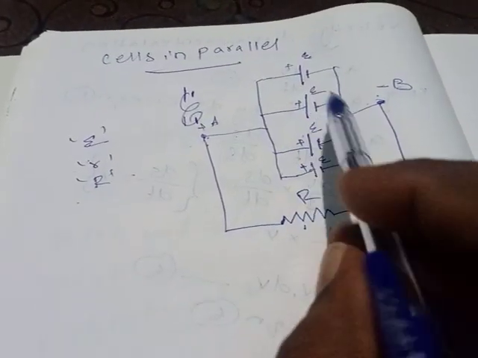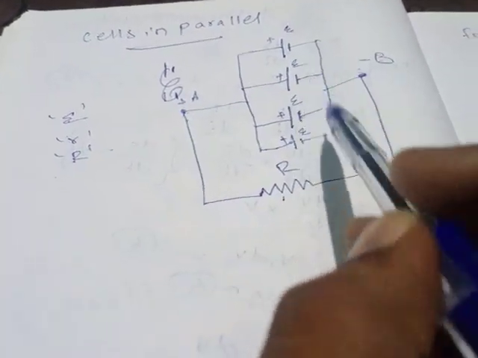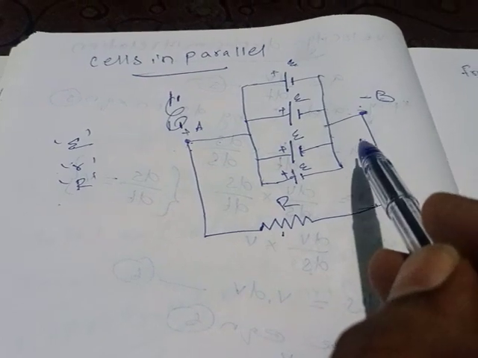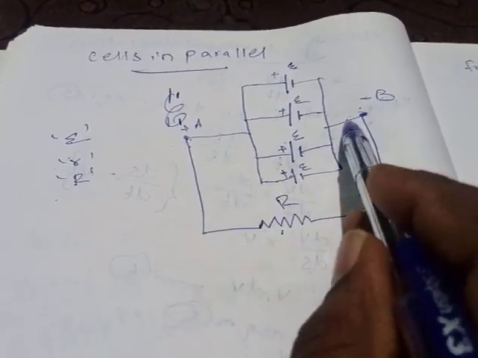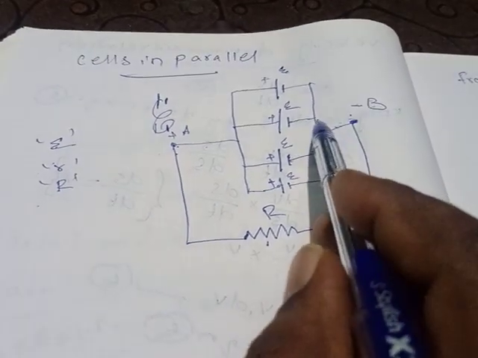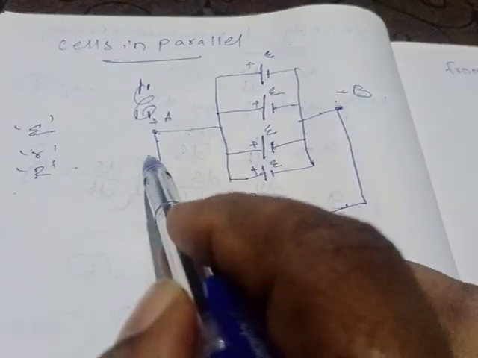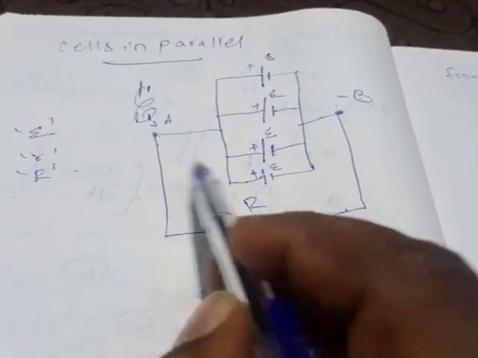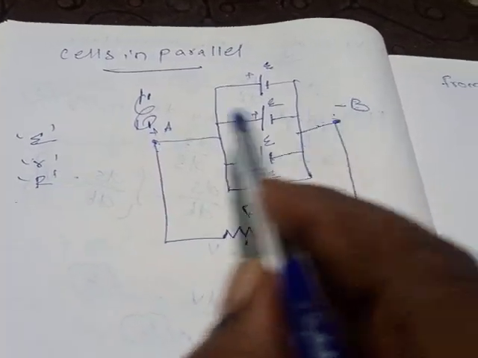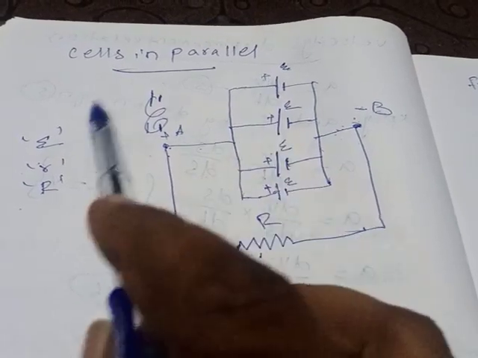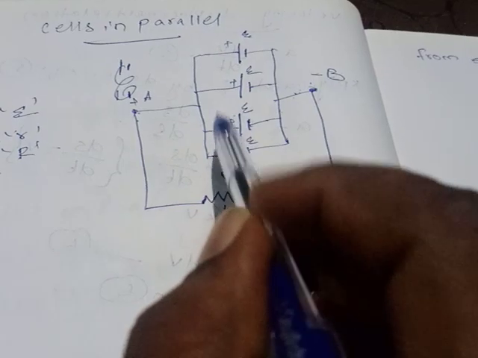About the circuit diagram, you see all the positive terminals are connected to one end and all the negative terminals are connected to another point, and these 2 points form the positive and negative terminal of the battery. Assume that n cells are connected between these 2 points A and B, and external resistance R is connected between these 2 points A and B, so that epsilon be the EMF of each cell and r be the internal resistance of the cell.